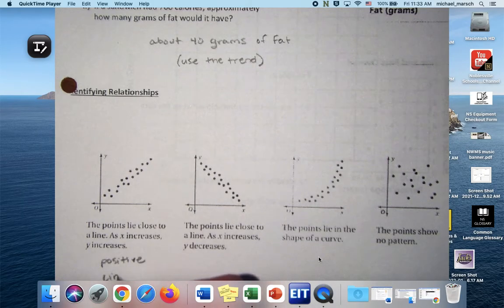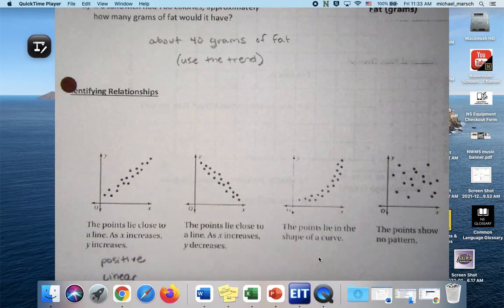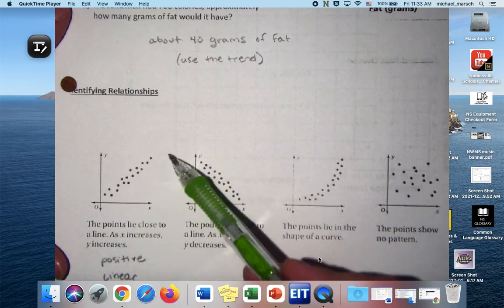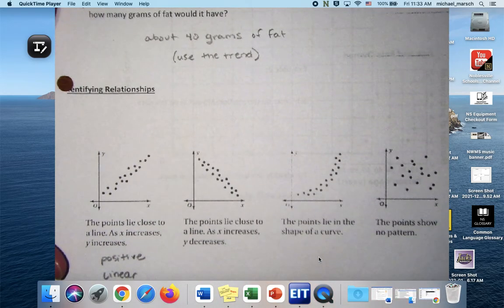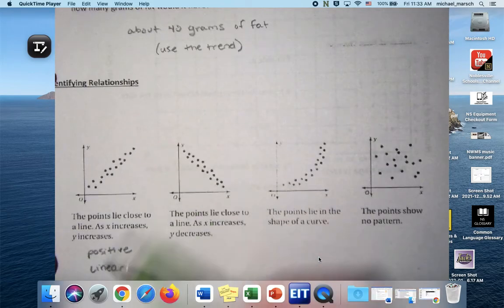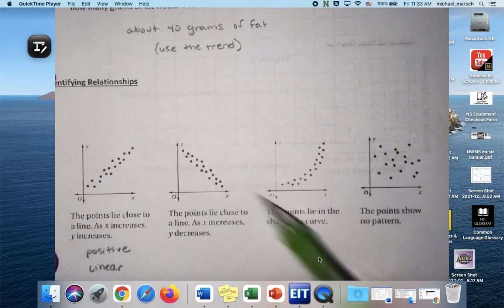And it's also considered linear because if I took a ruler out, I could draw a line that's really close to all these points. So it's considered linear. Okay. We're going to talk about that. So if this is positive linear, what would this one be?